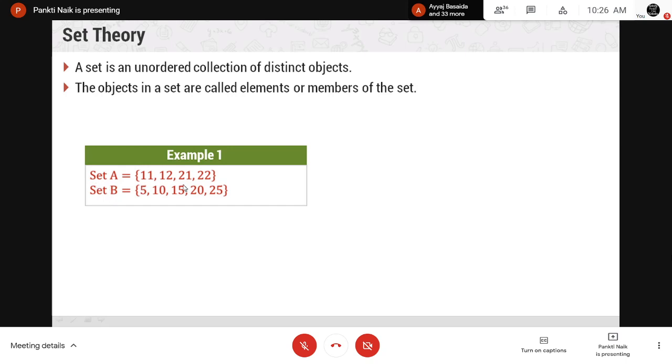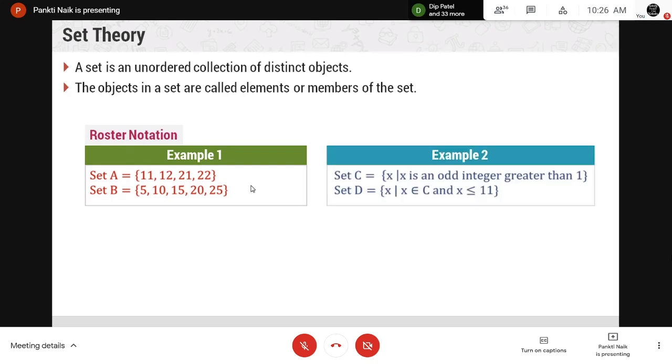So, representation of a set: with the curly brackets, and each and every object of the set is separated by commas. This is known as roster notation. Now this notation is known as set builder notation.